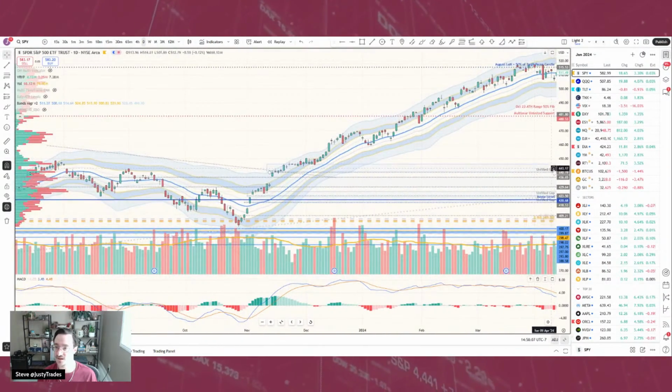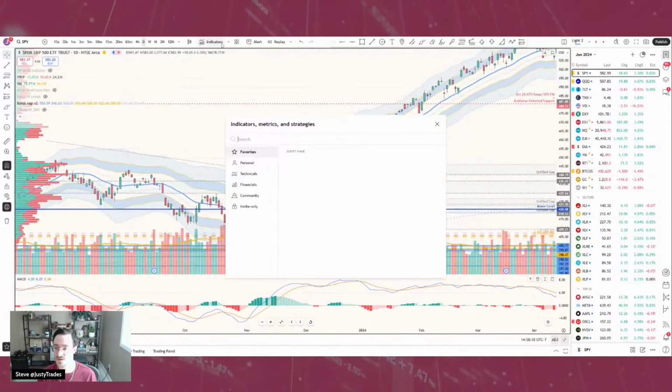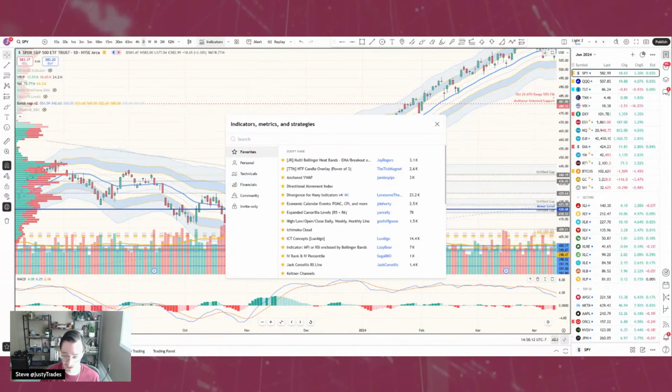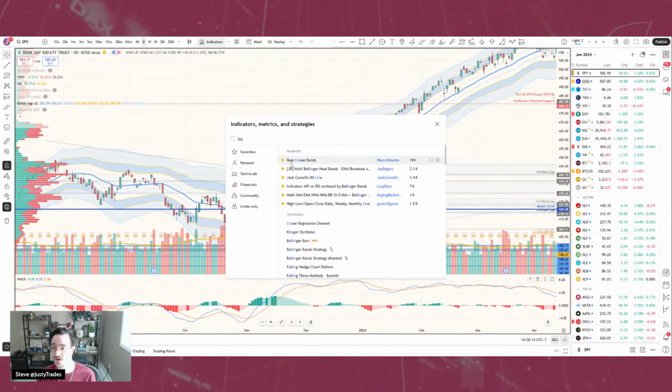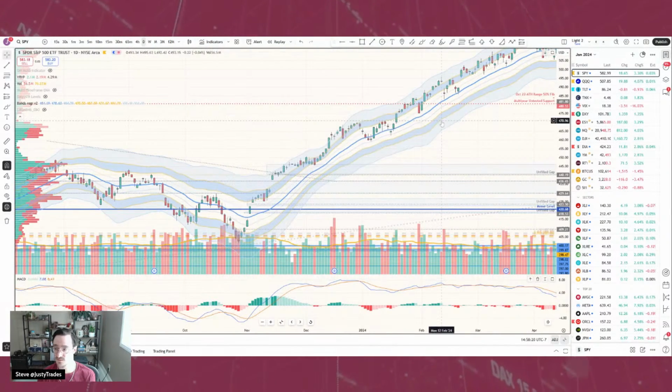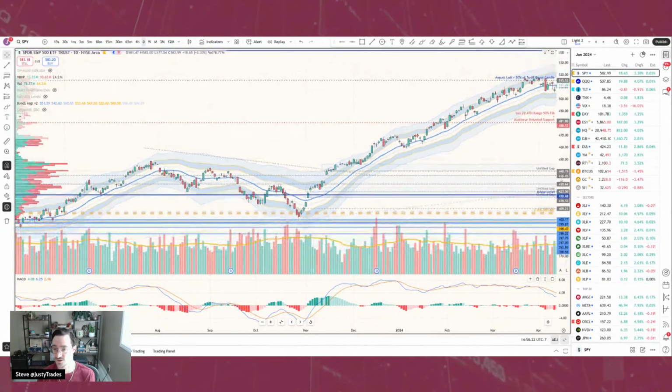And these linear regression bands are my favorite. So the name of the indicator is REGR, linear bands, and that's by Marco Valente. I think this is just the one that I've had on my charts for a very long time.